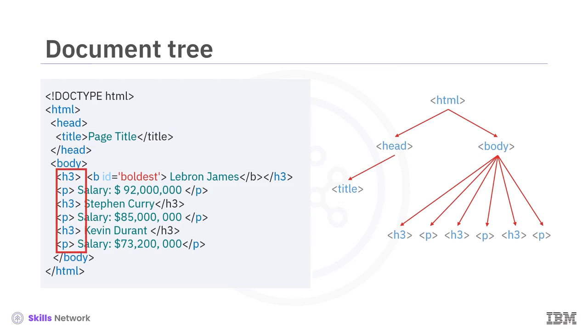The heading and paragraph tags are the children of the body tag, and as they are all children of the body tag, they are siblings of each other. The bold tag is a child of the heading tag. The content of the tag is also part of the tree, but this can get unwieldy to draw.